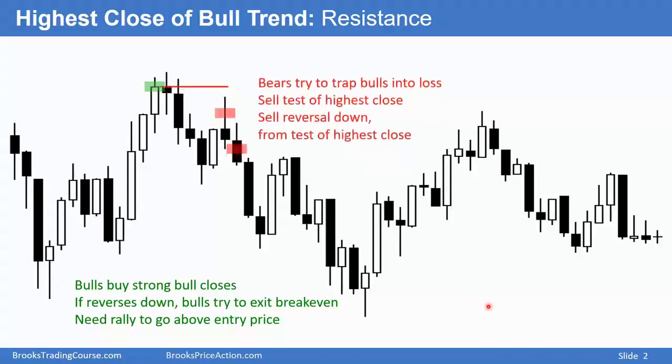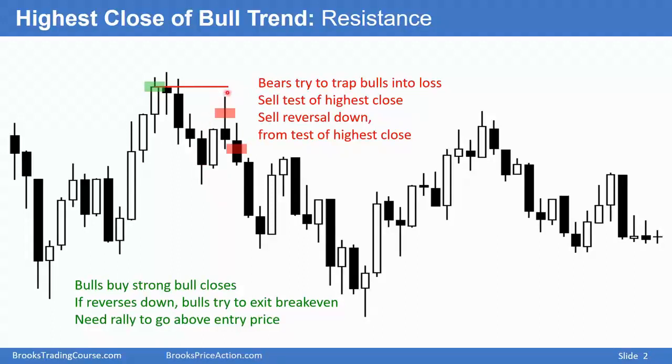The bears try to trap bulls. The bears know there were bulls buying these closes. The bulls were disappointed, and they're now hoping to get out break even. Some bulls will place a limit order to get out at their original entry price. Some will be so disappointed by these 4 bear bars, they'll place a limit order just below that price.